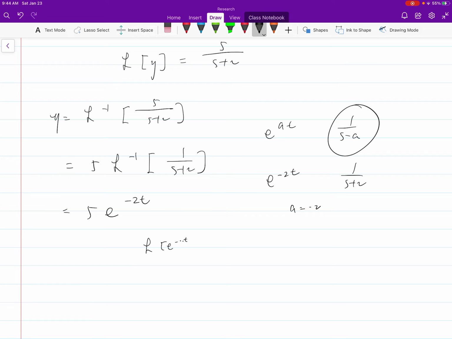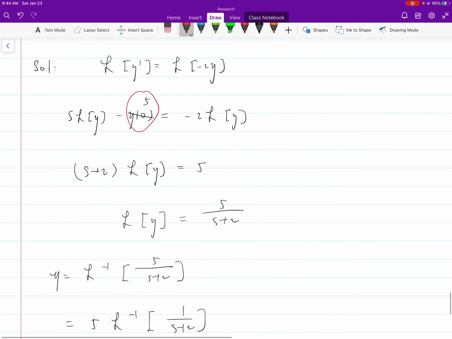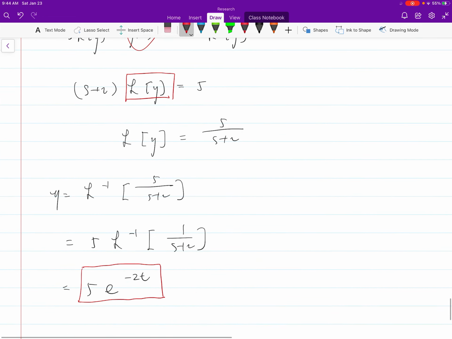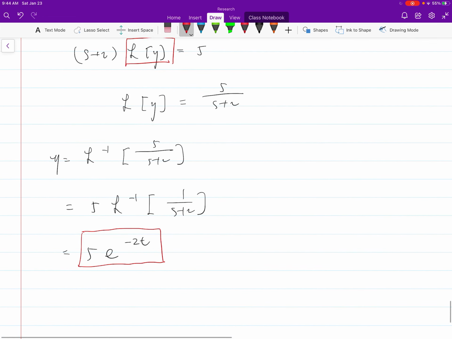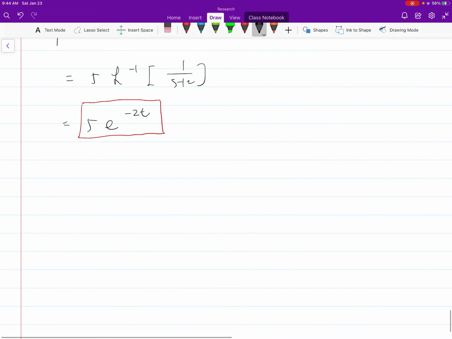Why? Because L e to the negative 2t equals 1 over s plus 2. Therefore, the inverse Laplace transform, of course, gives you this. We just solved the initial value problem. This time, we didn't guess, we didn't do separable equations, we didn't take any integrations. We just did a very simple Laplace transform, used the linear property and the derivative property to get rid of the derivatives. The rest is just solving an algebraic equation. The harder part is actually doing the inverse. For this case, it's easy. Beautiful.